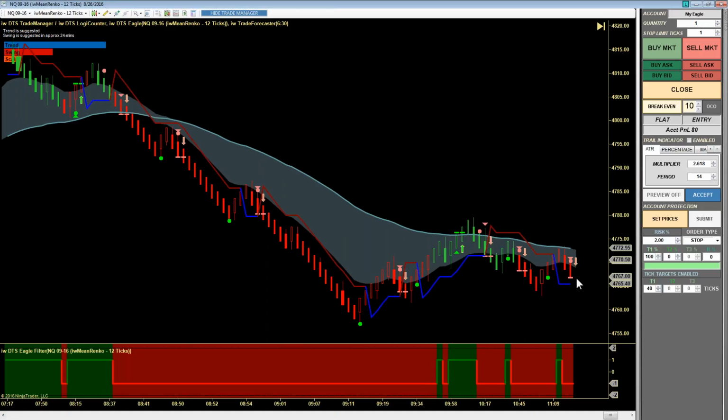Okay, so we're producing a sell signal, but we're not in sync with the ATR. This one is a little bit more problematic because now we have support down here. It's possible that this has just become our retest of the low, and now the market may try to head higher.